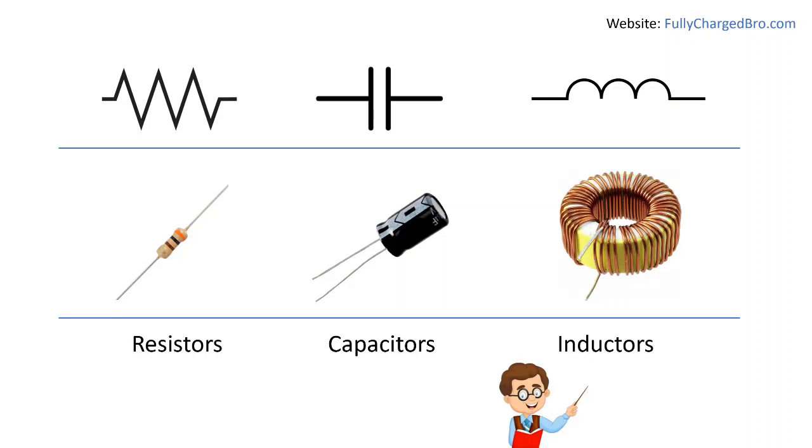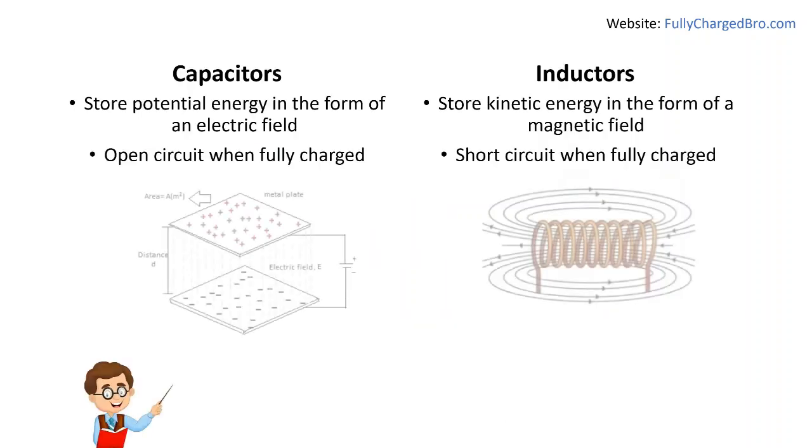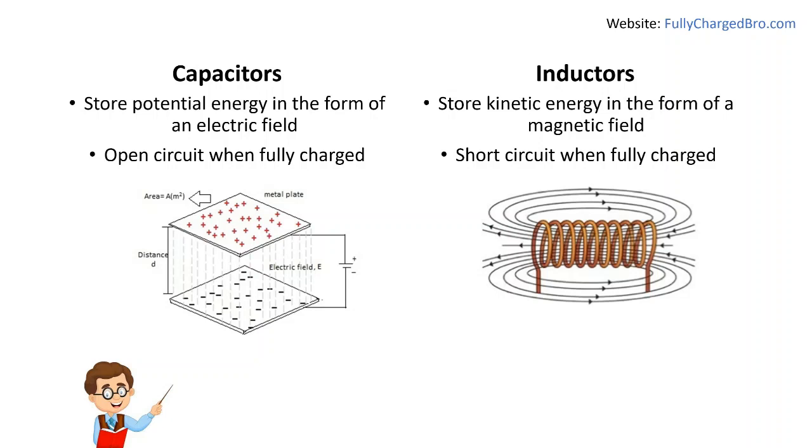Both capacitors and inductors store energy. Capacitors store potential energy in the form of an electric field between two parallel plates, whereas inductors store kinetic energy in a magnetic field around the coil. When a capacitor is fully charged, it acts as an open circuit since the potential energy storage is full. When an inductor is fully charged, it acts as a short circuit since the magnetic field has formed and the current can flow freely through.